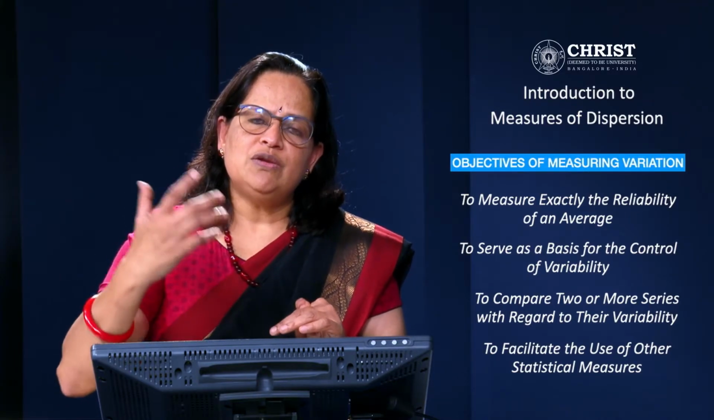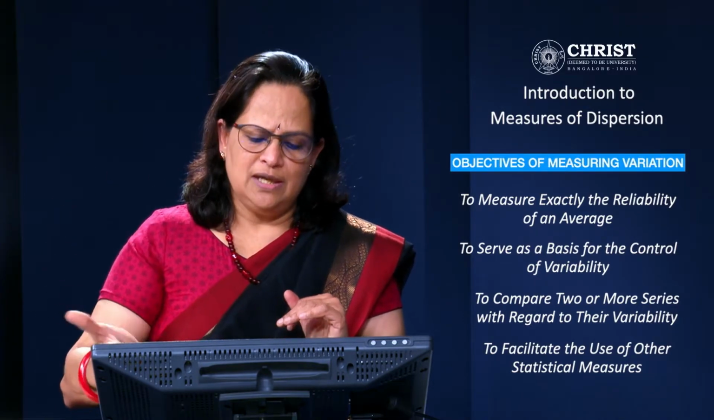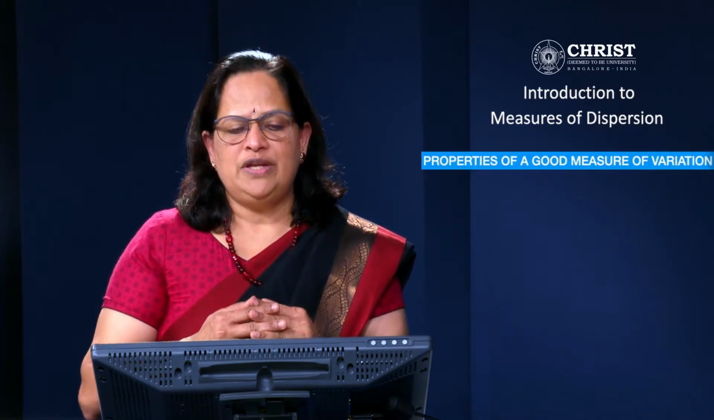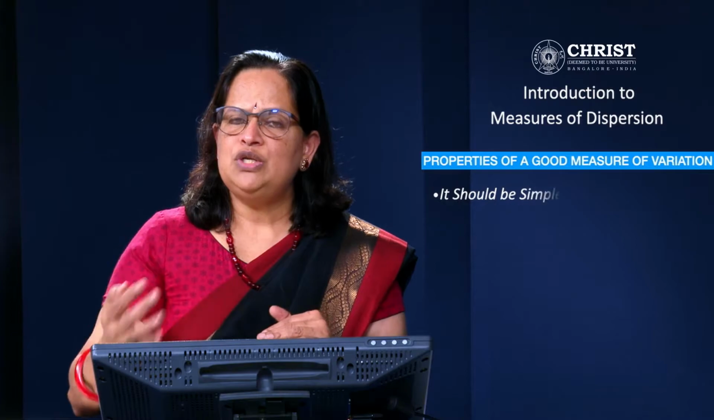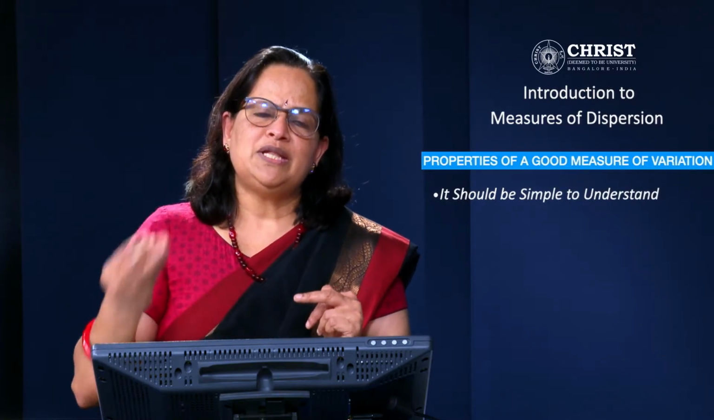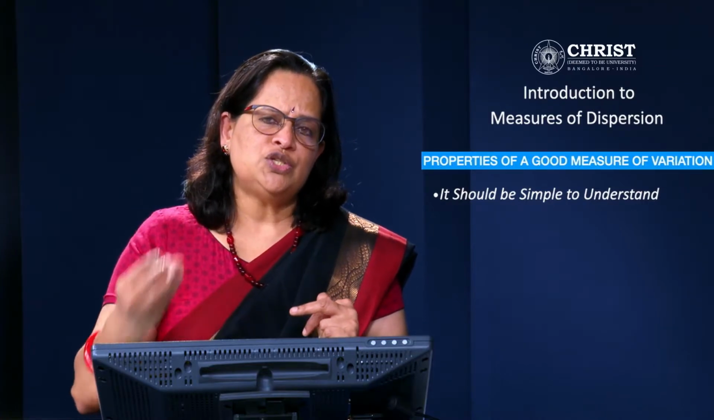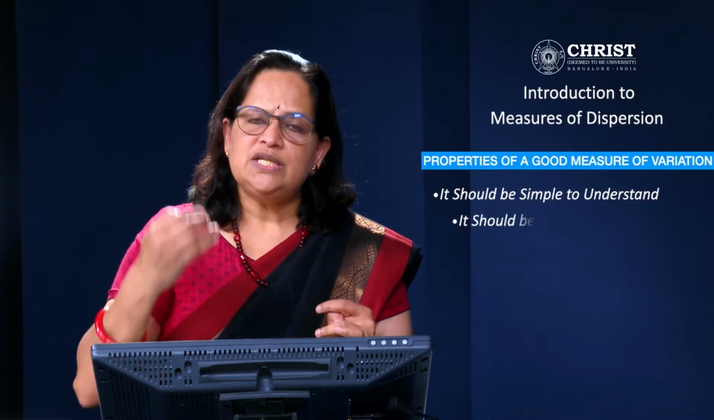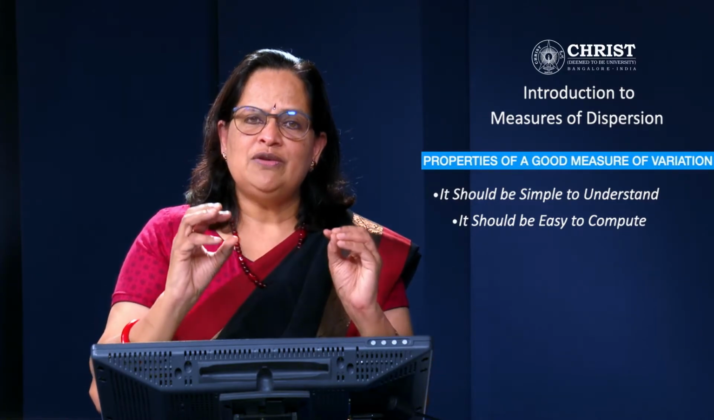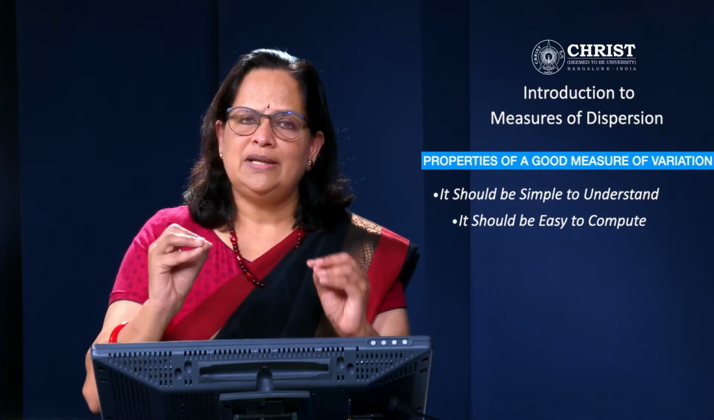This computation we will use for further statistical computation. Next is properties of a good measure of variation. First one is it should be simple to understand. Everybody should be able to do that. Even a student without any mathematical knowledge, he or she should be able to do that. Next is it should be easy to compute. You learn the equation, substitute the values, you should be in a position to get the answer.